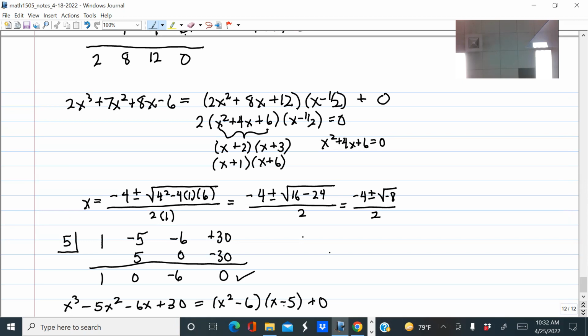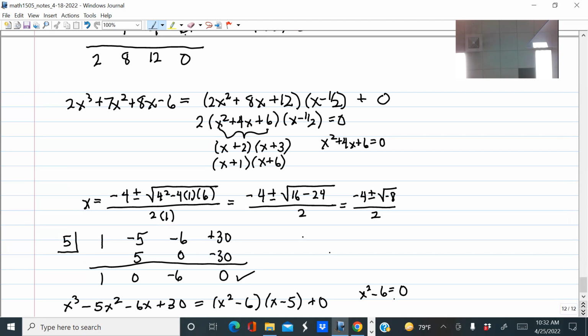Now, to find the remaining zeros, we would try to factor x squared minus 6. Well, that's not going to factor too easily. But we can't factor it, that doesn't mean we cannot find the remaining zeros. We can just write x squared minus 6 equals 0 and solve that equation. That would tell us the remaining zeros.